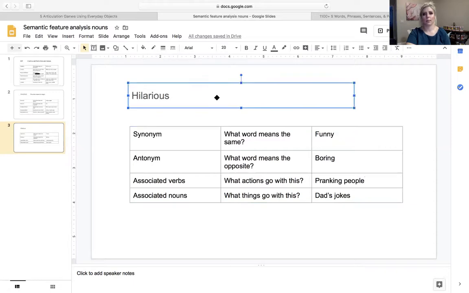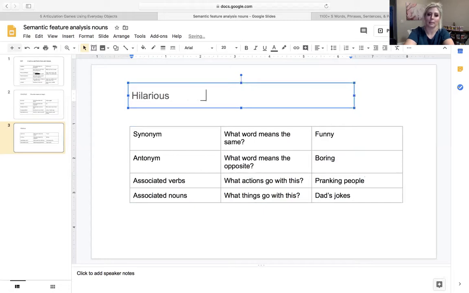Oh, I almost forgot our definition syntax. So it's going to be pretty much exactly the same as our verbs. Means blank. Okay, so hilarious means funny. And I would even say you could kind of introduce shades of meaning, kind of like we did with chuckle, where it means to laugh, but it's a little bit different from laugh. It has a little bit of a different connotation.